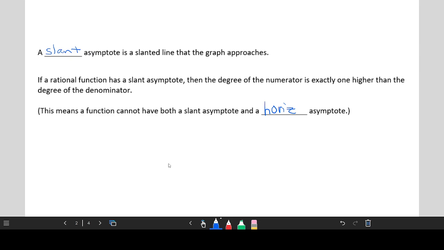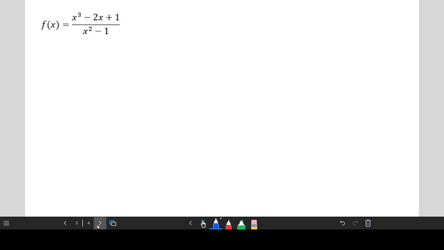You can have neither. We're not going to get into those in this class. If the degree of your numerator was two higher than the degree of the denominator, for example, then something else would happen. We're not going to get into that here. We're just going to look at cases where the degree of the numerator is exactly one more than the degree of the denominator. So here that's the case because the numerator has degree 3 and the denominator has degree 2. So since the numerator has exactly one higher degree than the denominator, we have a slant asymptote.